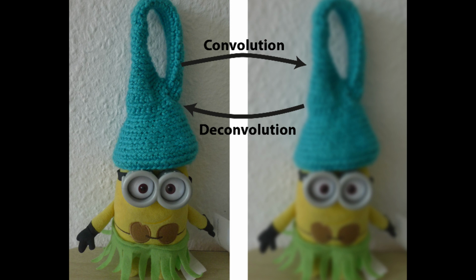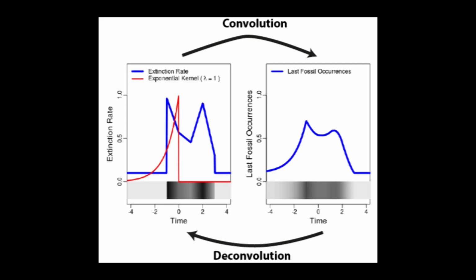So with the models built in this talk, a deconvolution has the potential to actually reverse the effects of the Signor-Lipps effect and to reverse the effects of time averaging on the patterns we see in the section, to reconstruct the original signal we are actually interested in.